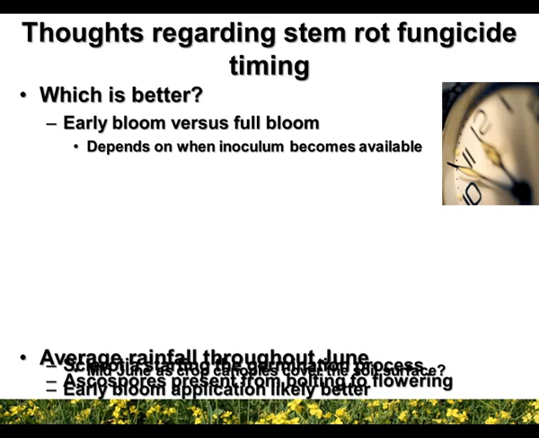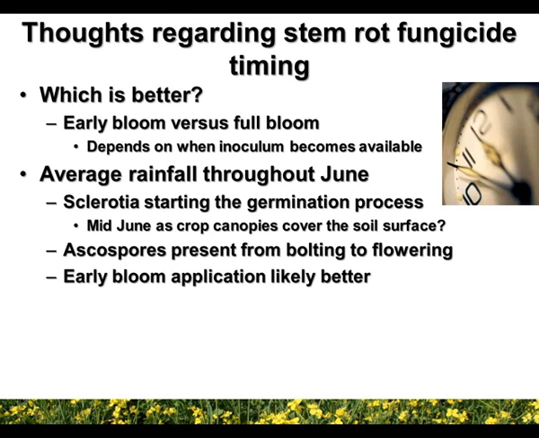So if you look at the scenario where you've got average rainfall throughout June, so you've had good soil moisture, those sclerotia are going to start the germination process as soon as the crop canopy starts to cover that soil surface and hold the moisture in. So that could be as early as mid-June. So you're going to have production of apothecia as you move into the 3rd and 4th week of June. So as the crop is starting into bolting and into early flower, you already have apothecia present, you have spores in the air, and you have a risk. At that point, I think probably early bloom application may provide some better control.